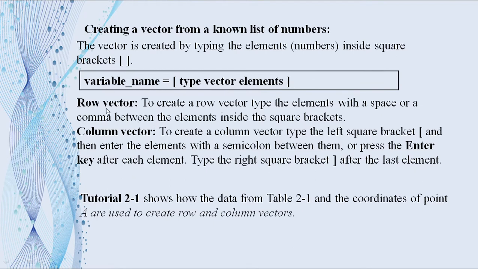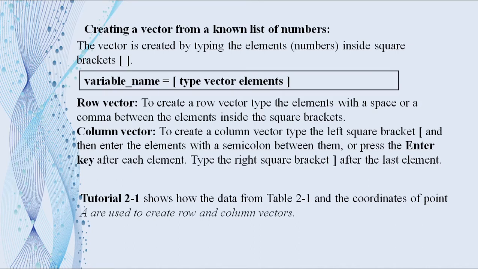We'll see the row vector first. To create a row vector, type the elements with a space. So that is the thing you should know: with a space or a comma between the elements inside the square brackets. Next, the column vector.